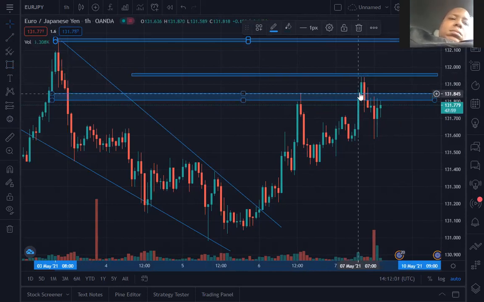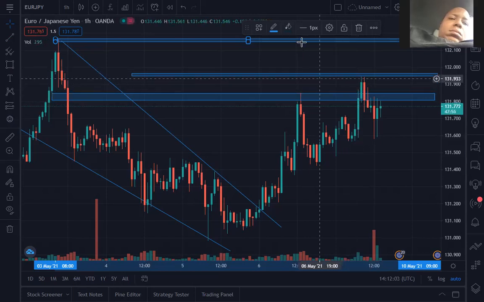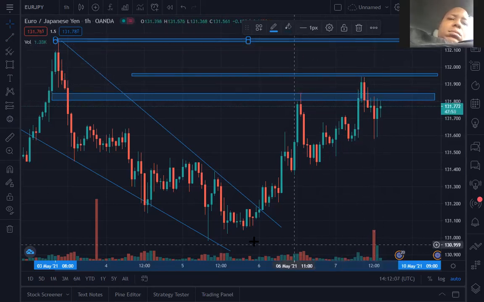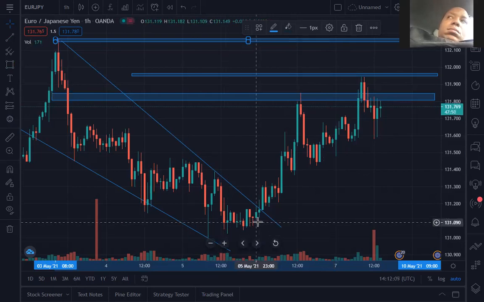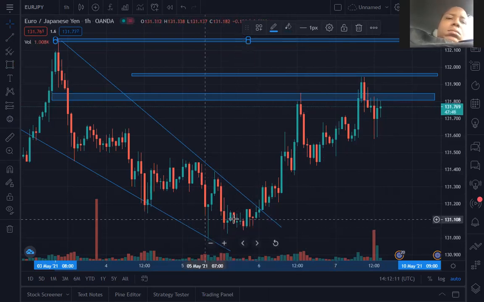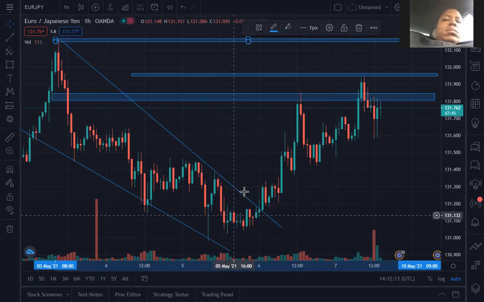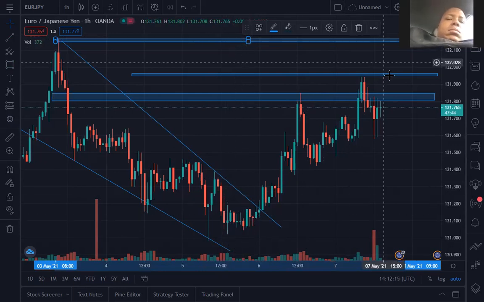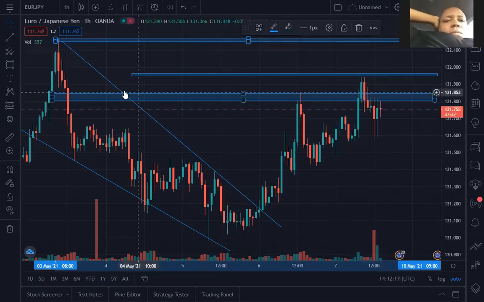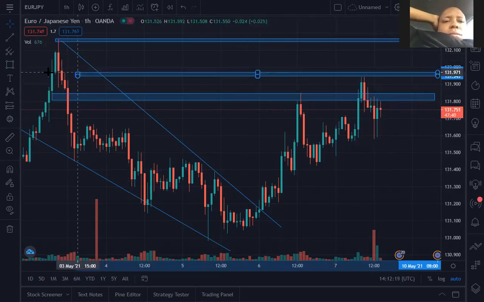So what do we mean? We sell when the market is supposed to be high, and we buy when the market is low. So we are not supposed to be selling at this level because that is a support zone. We'll be looking at the resistance zone for a sell.